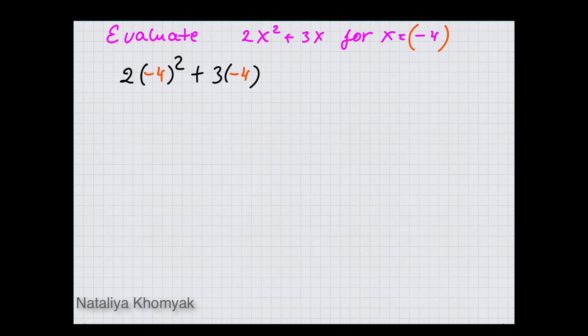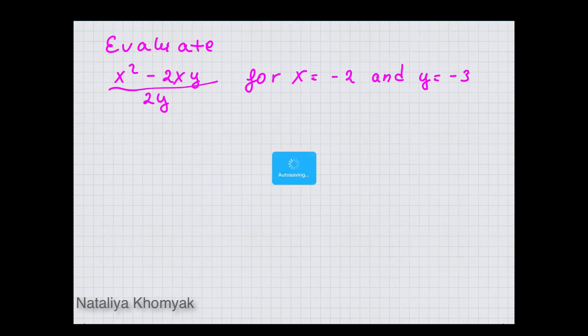And now we simplify. So we have 2 times negative 4 times negative 4, positive 16. Positive times negative, negative 12. 2 times 16, we have 32 minus 12. Different signs, difference between 32 and 12 will be 20. And that's our answer.